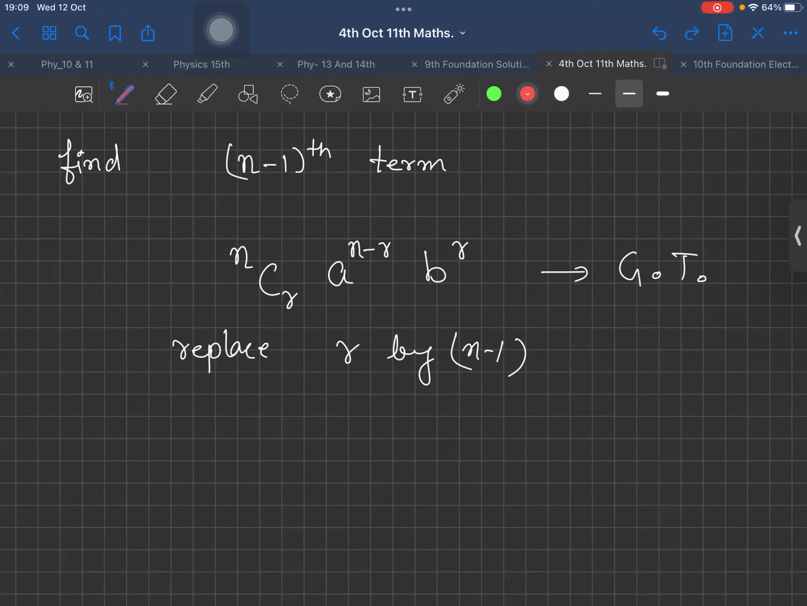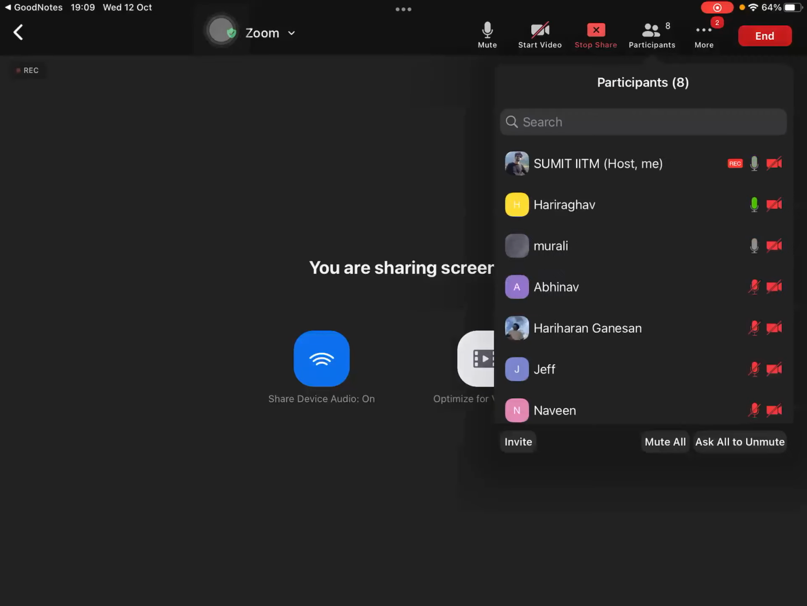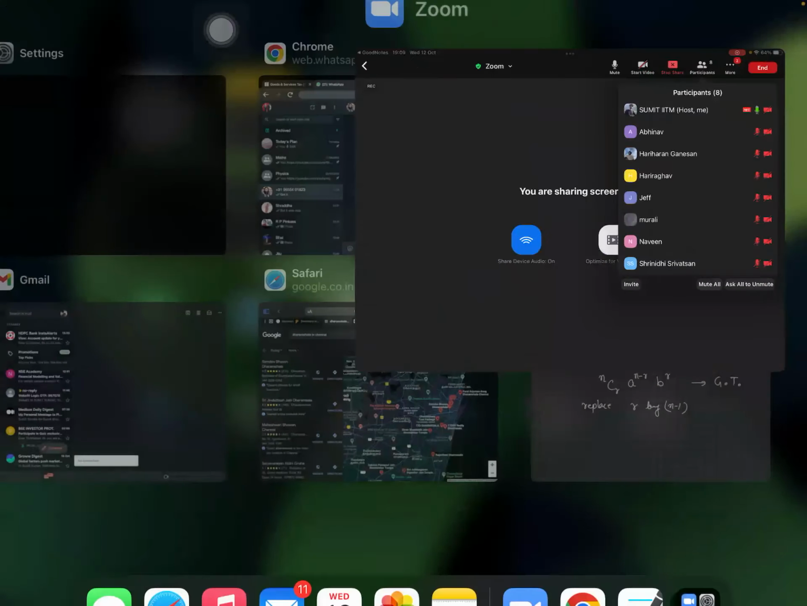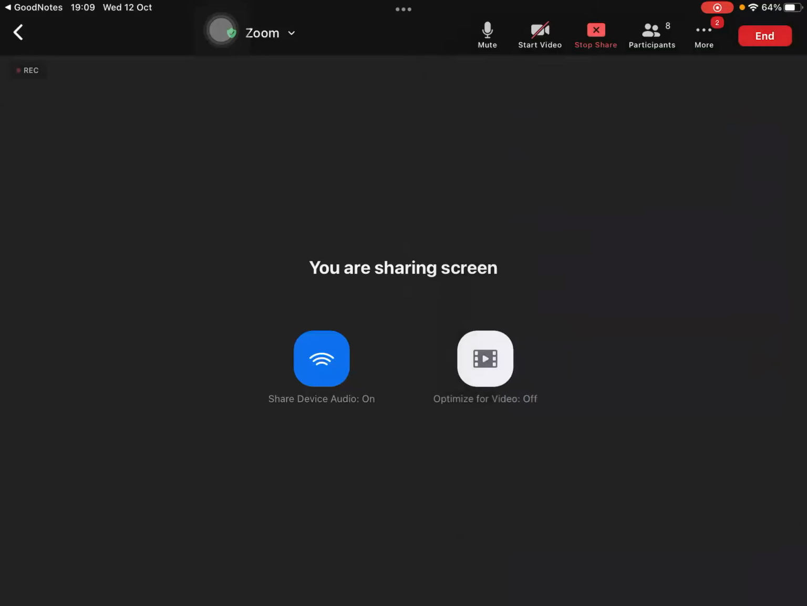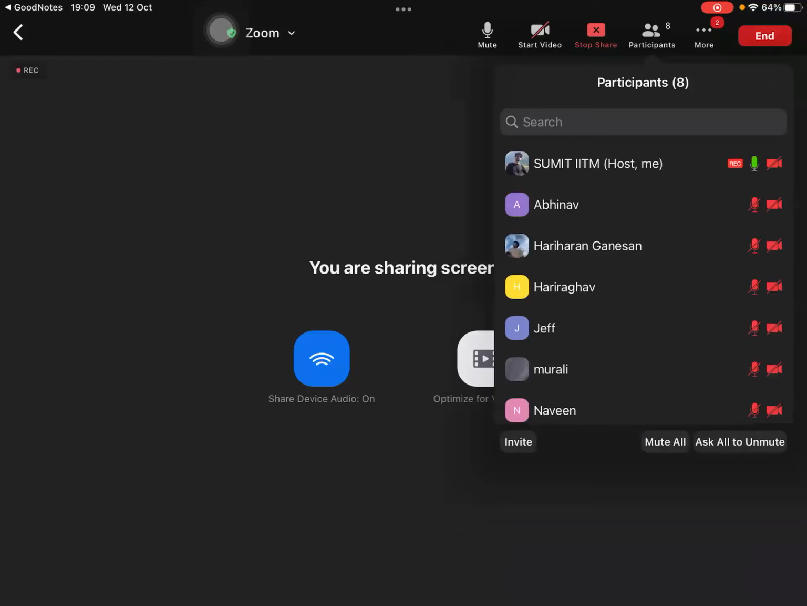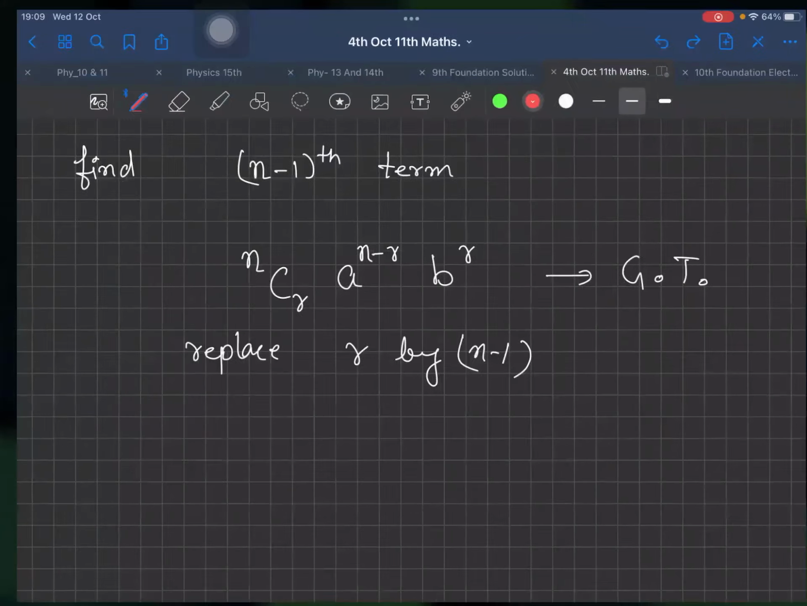Anyone can tell me the answer? Sir, nC(n minus 1). Okay, wait. Raghav, are you there or not? Why were you not answering when I asked you the first time? Okay, Naveen, you are there? There is no point asking. I want you to learn, but you guys are not. Okay, fine. Abhinav, can you tell me? One second, sir.